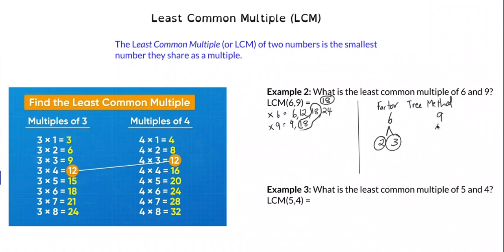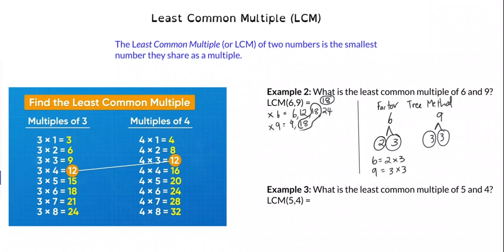And then 9 is 3 times 3, which are also both prime, so we're stopping there. Those are small factor trees. So 6 is written in its prime factorization form as 2 times 3. 9 is 3 times 3. And now here's the trick.